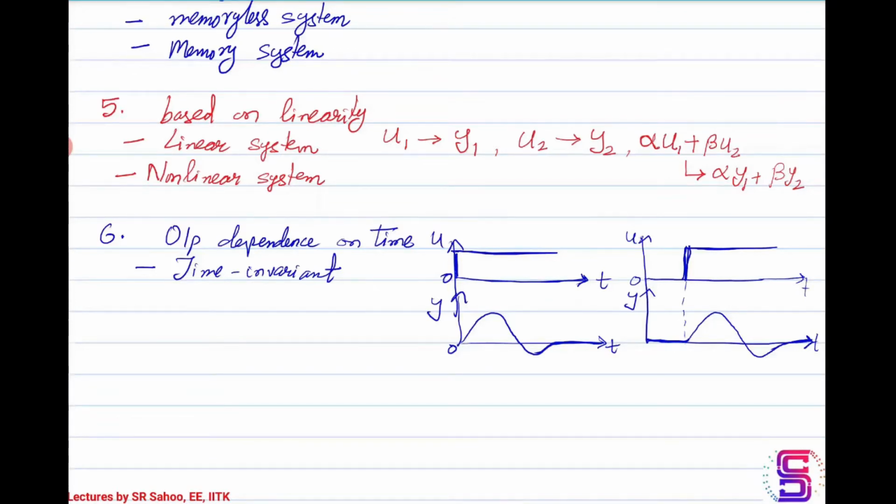Whatever input you applied at this point of time, if you get some output, and we apply the same input under the same internal conditions for the system, let's say 1 hour later, and the output that you get is the same as what you would have got now, then the system is time invariant. If that does not happen, then the output changes because you applied the input at some different point of time, then we call that a time varying system.